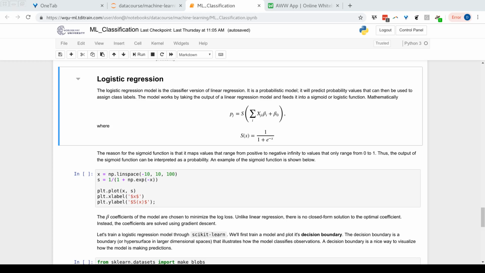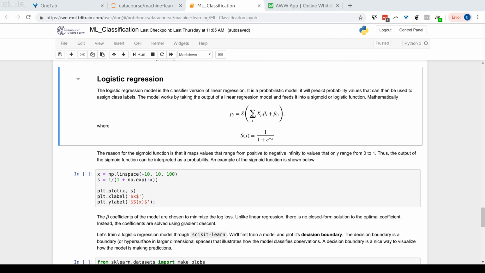We want to do this because, as we saw before, we can have a probabilistic model. A probabilistic model is one that's going to return a continuous value between 0 and 1. And we can interpret those values as probability, the probability of being in class 1. So we need a way to take the output of linear regression and have it bounded between 0 and 1.